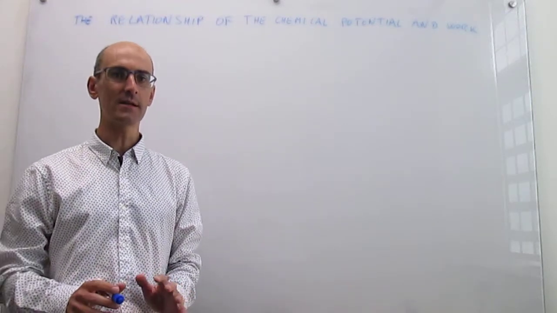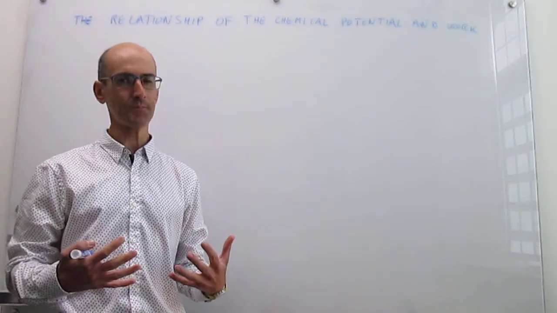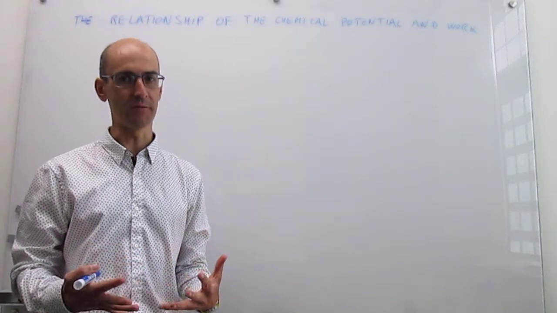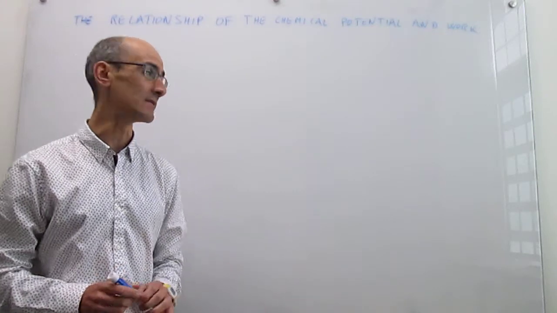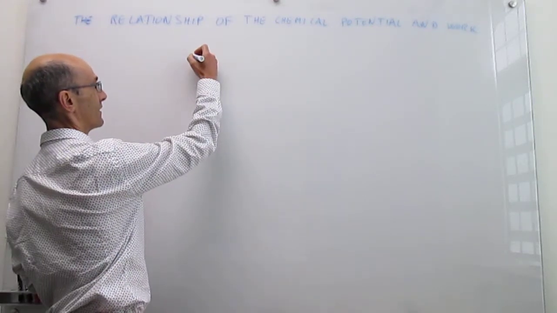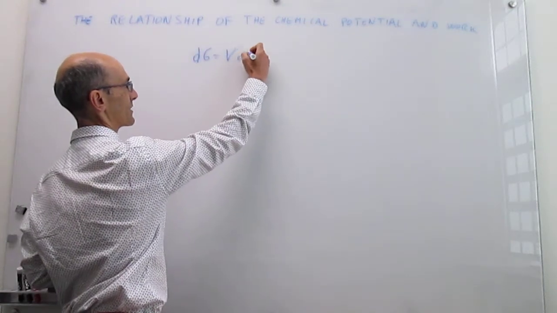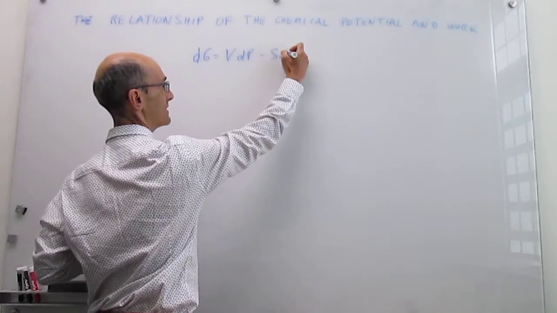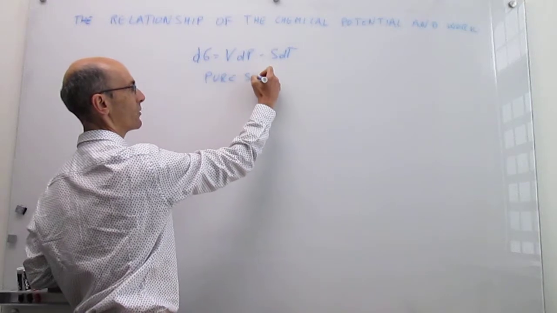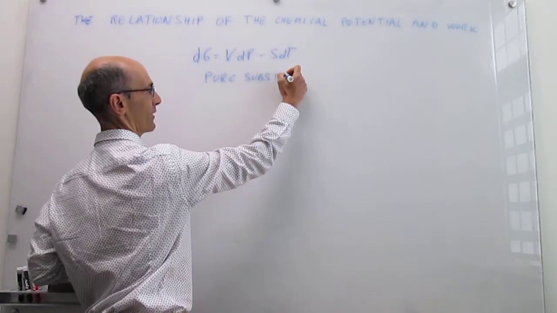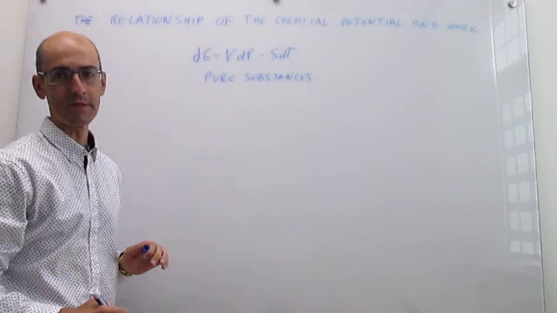Before we get started, I think it's a good idea to recover the dependence of the Gibbs energy on variables. From our work with pure substances, we know that the variation of the Gibbs energy with pressure and temperature is provided by this expression. And again, this is something that we derived for pure substances, when we're looking at pure water or pure ethanol or CO2, whatever it is, and the only thing that could change was pressure and temperature.